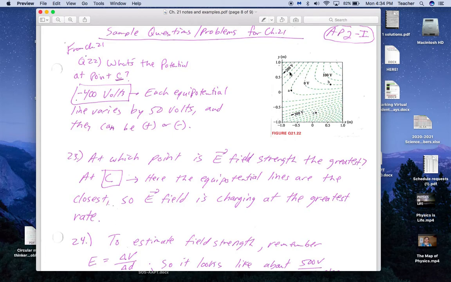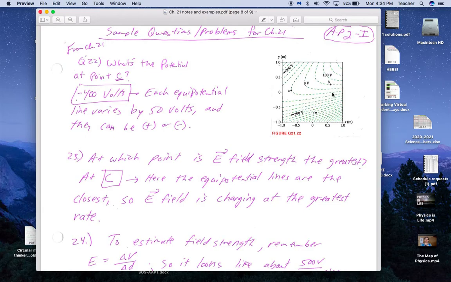It shows these lines, which are known as isolines or equipotential lines. The AP is probably going to call these isolines. Iso meaning the same. So everywhere along these lines, we've got the exact same potential. So this one is 0 volts. This line is 100 volts. So probably everywhere on this line, including point B, would be 50 volts.